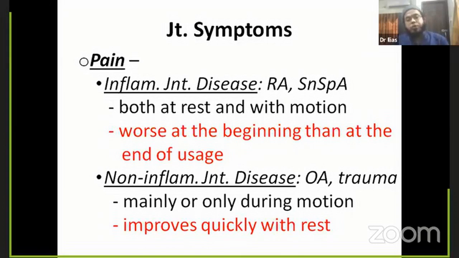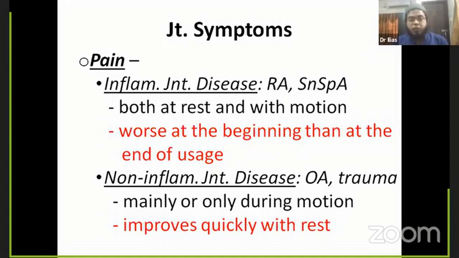Earlier I told you about inflammatory pain. Due to the inflammatory pain, the patient will feel the pain in the late night or early in the morning. Whenever the patient moves, the pain will reduce.